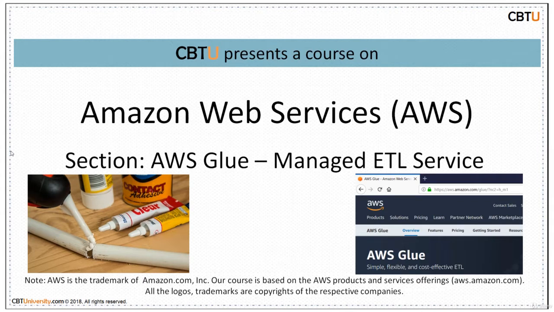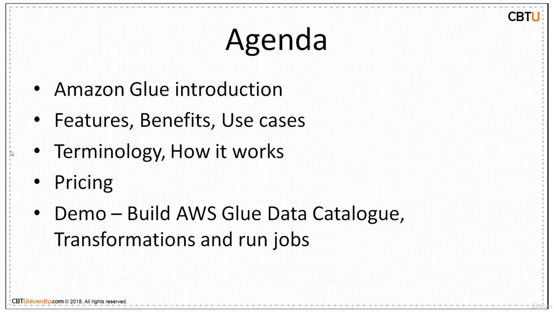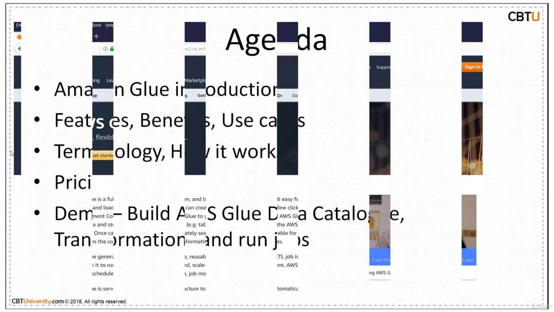Section: AWS Glue, Managed ETL Service. Agenda for this session: Amazon Glue introduction, features, benefits, use cases, terminology and how it works, pricing, demo. Build AWS Glue data catalog, transformations, and run jobs.